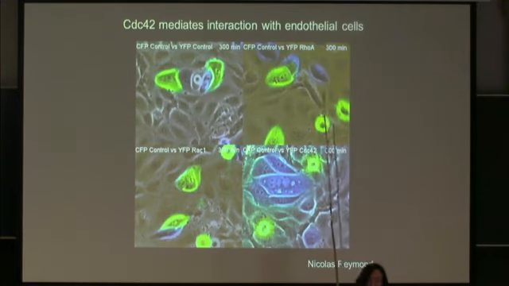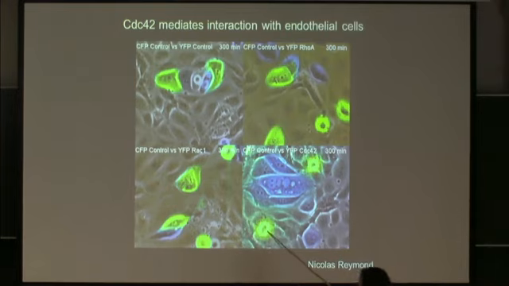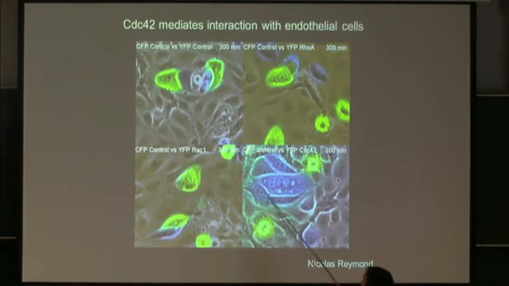So there are two attachment steps really that we're talking about. There's attachment to the endothelial cells, and then there's attachment to the extracellular matrix, which is underneath, and spreading between the endothelial cells. So when you knock down CDC42, neither of those steps can happen. They can't attach very well, but they also can't attach and spread on the extracellular matrix.